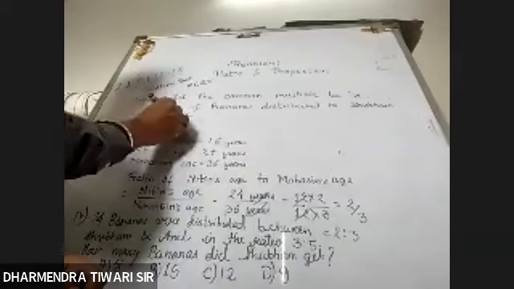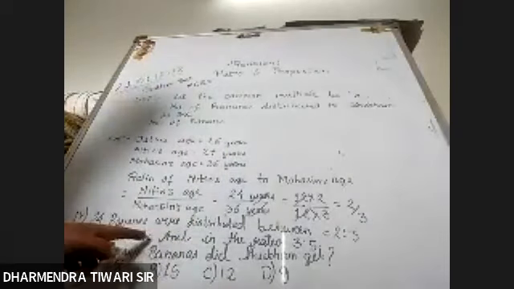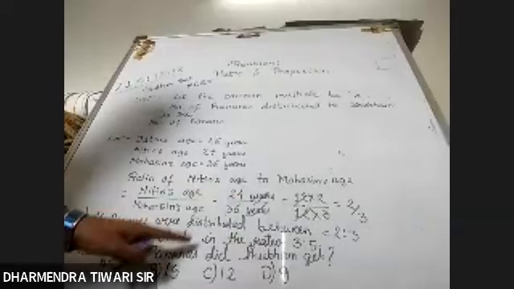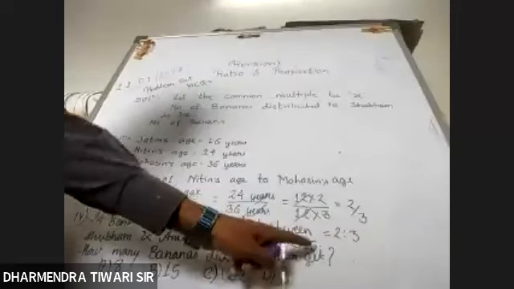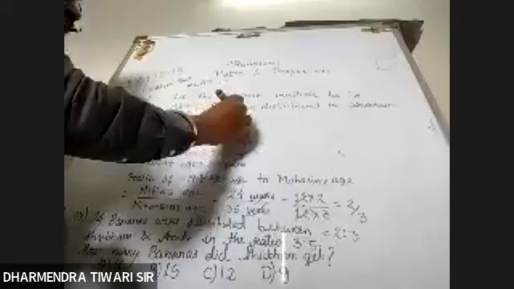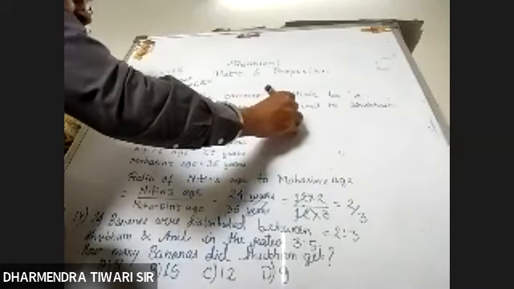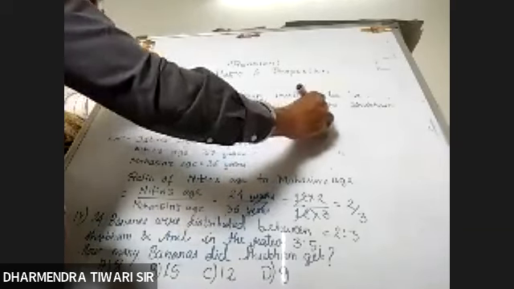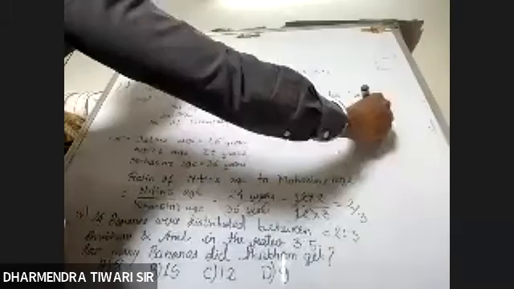Number of bananas. Why 3x? Because we have Shubham and Anil in the ratio 3:5, which means 3 will go to Shubham and 5 will go to Anil. Along with that, we'll have x. Bananas distributed to Anil is 5x.